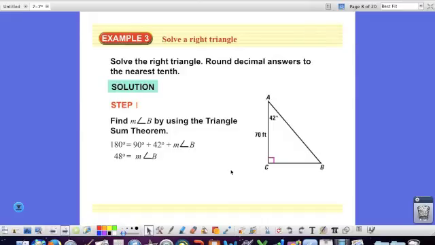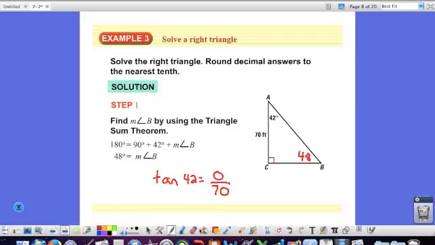Next problem, solve the right triangle. Round decimal answers to the nearest tenth. So we did some of these similar, I kind of talked about them during the lessons on sine and cosine. If this is 90 degrees and this is 42 degrees, I know this is 48 degrees. Now I'm going to use the tangent ratio, the tangent of 42, to get opposite, which is what I'm trying to find, over adjacent.